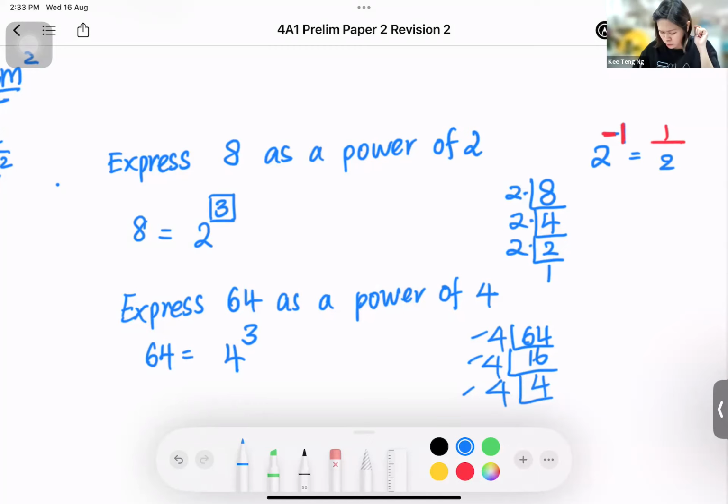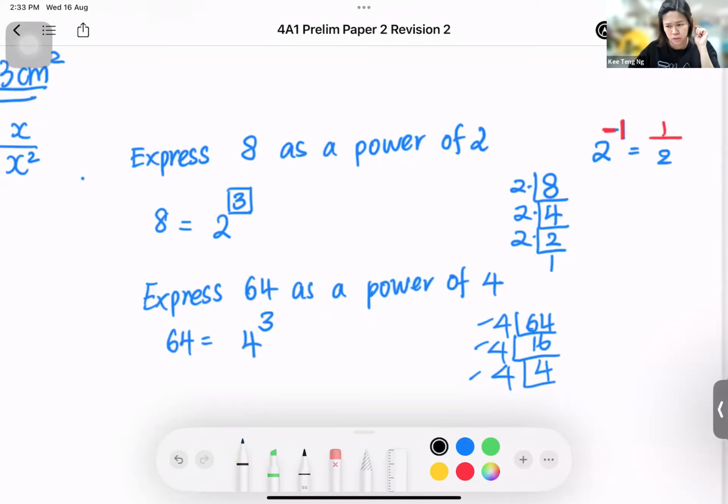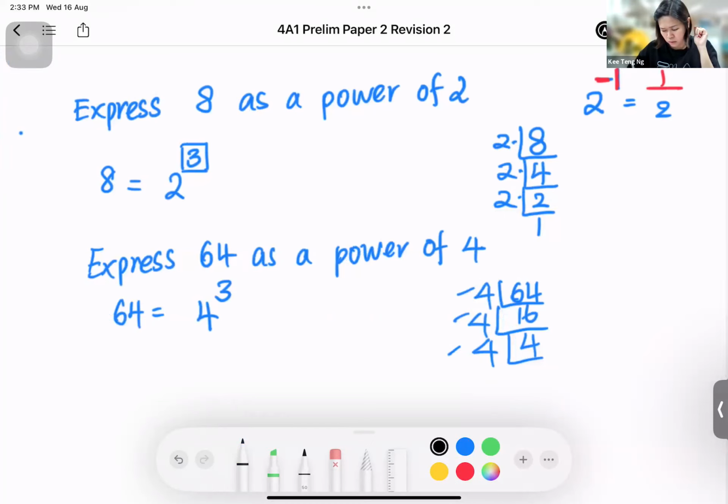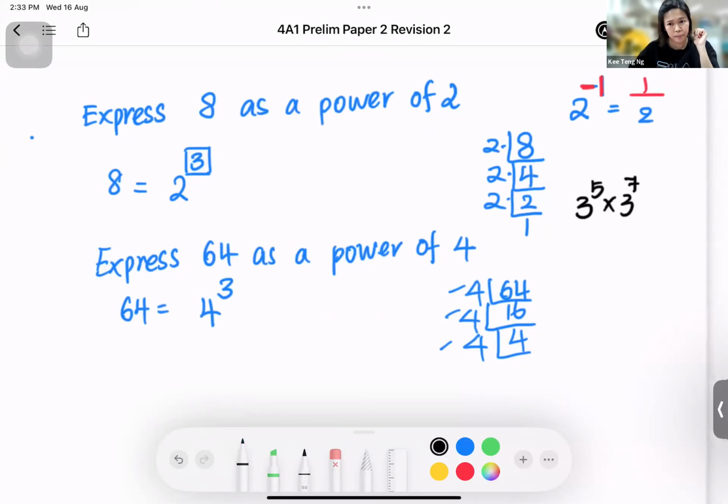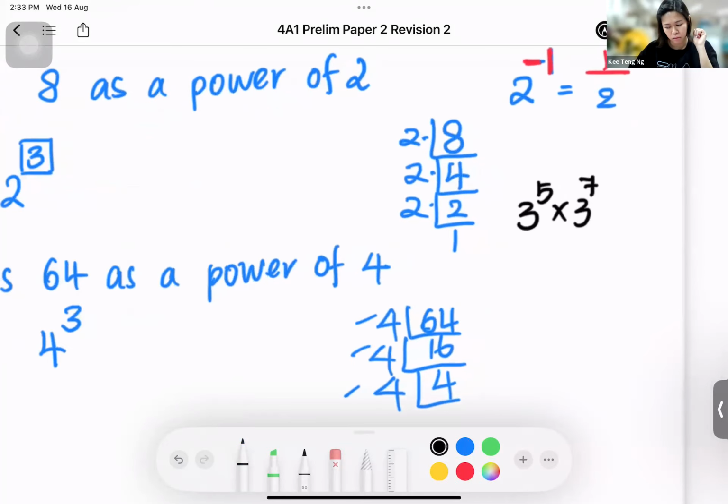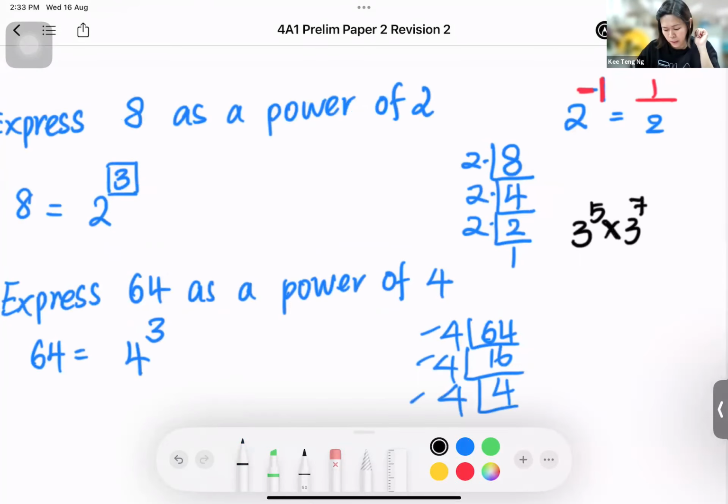If I were to give you another type, from the previous paper that we did, for example, same base, 3 to the power of 5 times 3 to the power of 7. What will this become? You cannot remember, right? When you multiply, you add the power. 3 to the power of 5, there are 5 of them here, there are 7 of them here. So I add the power, and it becomes 3 to the power of 12.